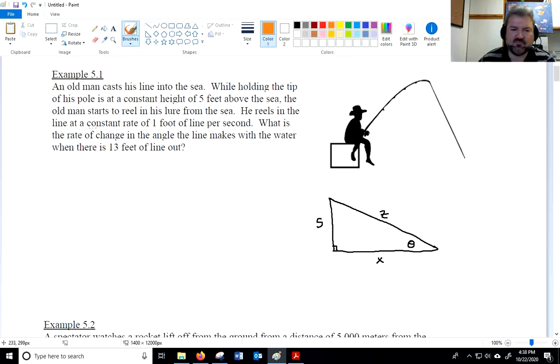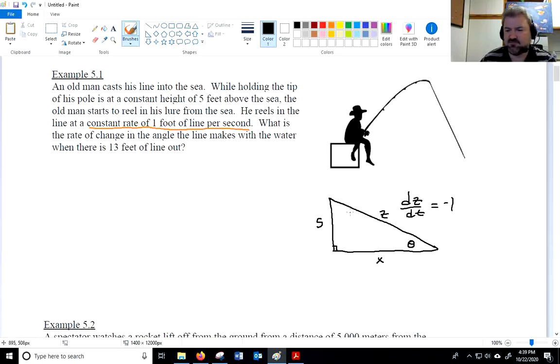Well, we're told that he reels in the line at a constant rate of 1 foot of line per second. So, since we know that the line is being reeled in that way, we know dz/dt. z is getting smaller, so that's going to be a negative 1. So we want to use z because we know the rate of change in z, and we want to use 5 because this rate of change is constant. If we used x, we then have to solve a totally secondary problem to find the rate of change in x first, just so we can solve the original one. And we don't want to do that.